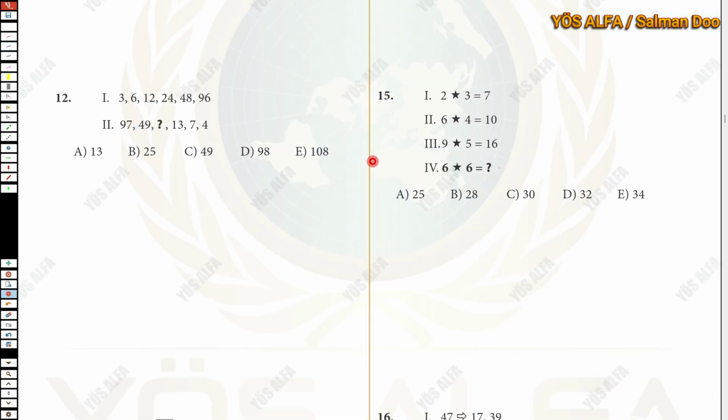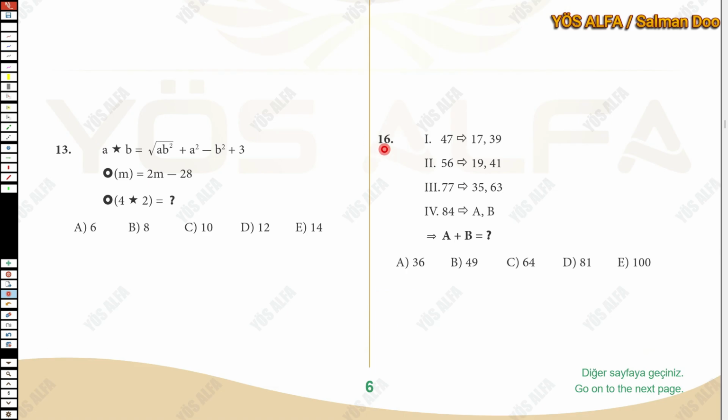15. Another operation problem, but this time we need to find the pattern. So let's say this is A and that is B. So the result is going to be B squared minus A. So 9 minus 2 is 7, 16 minus 6 is 10, 25 minus 9 is 16, 36 minus 6 is 30. The answer is C. 16.